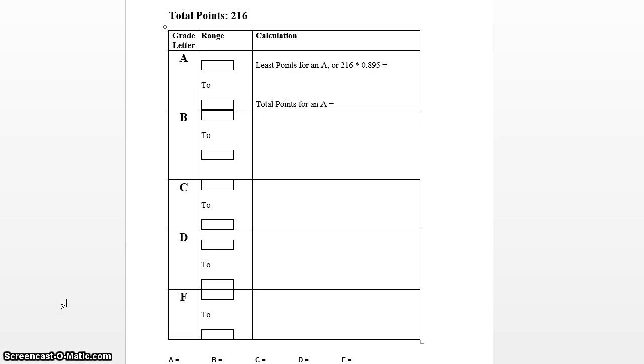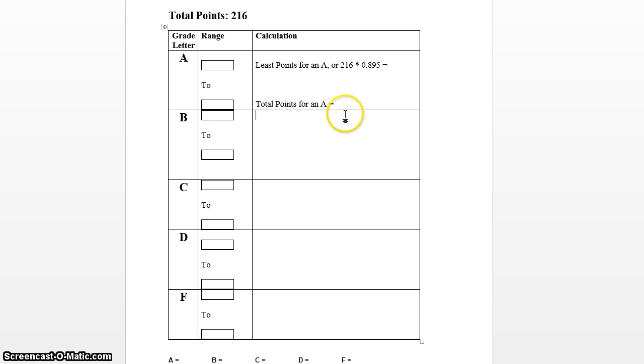Okay, so the next thing I'm going to do is calculate the range for a grade letter of A. That is, the question we're trying to answer here is, what is the range of points that students must earn to get an A? That is, a range would be what is the lowest number of points and what is the highest. Well, the A is the easy one because you only have to do one calculation.